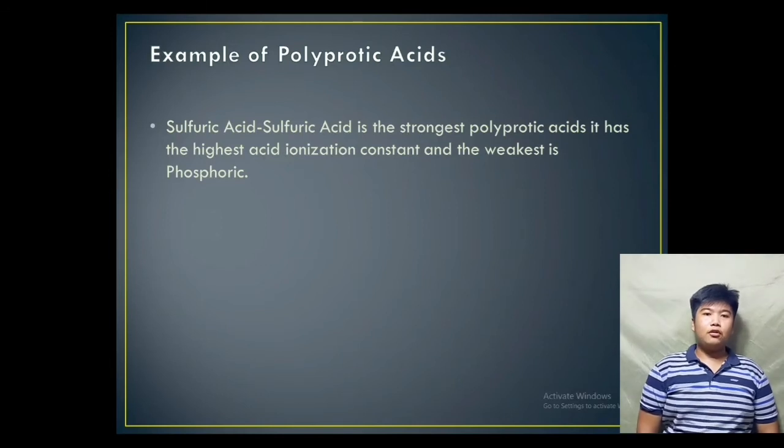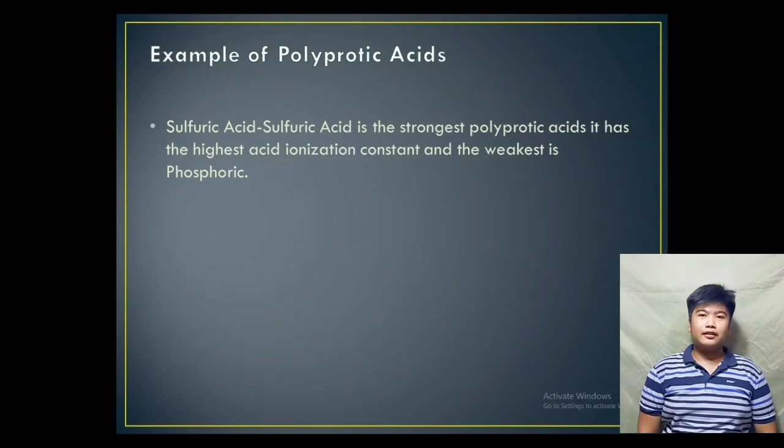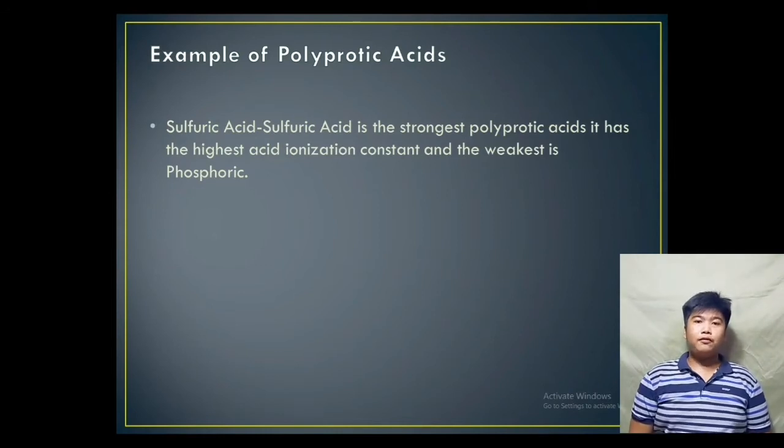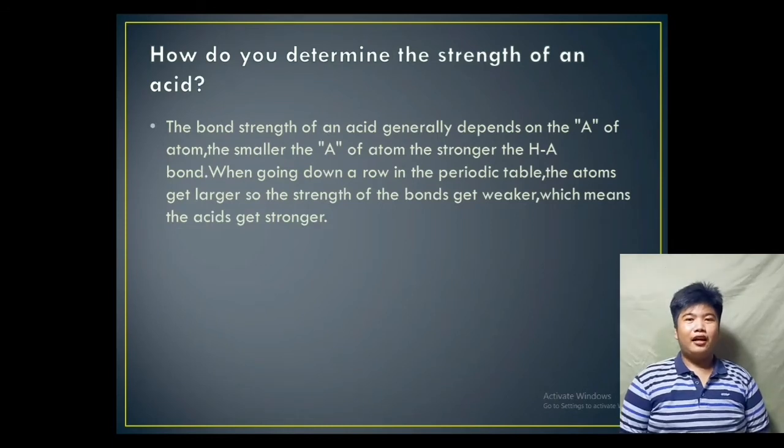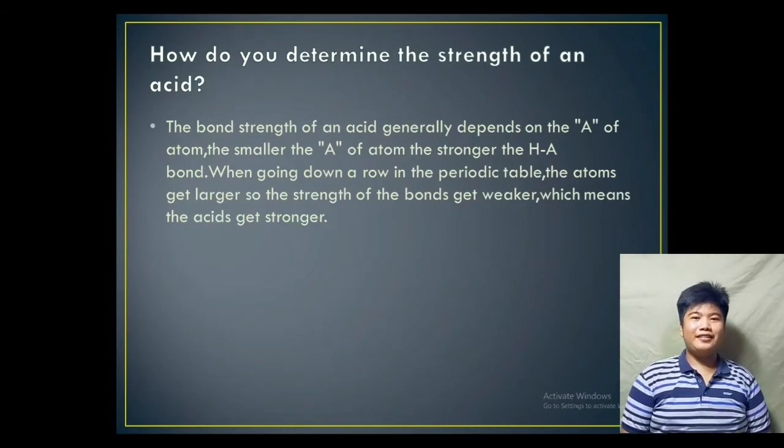Sulfuric acid is the strongest polyprotic acid. It has the highest acid ionization constant. And the weakest is phosphoric acid. Strength of acids and bases. How do you determine the strength of an acid?